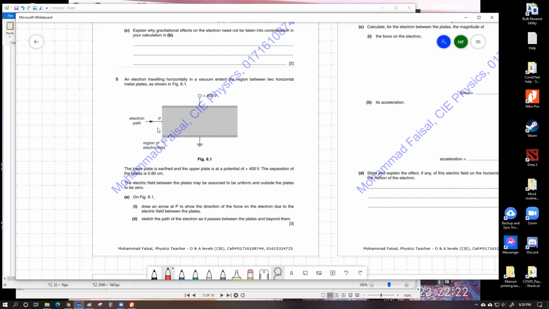So they are asking us to represent the direction of force. Well, obviously this will be upwards because the positive plate is producing a stronger pull. Sketch the path of the electron as it passes between the plates and beyond them. The question is already implying that this electron is not going to hit the positive plate. It is going to travel through this electric field region and eventually emerge out.